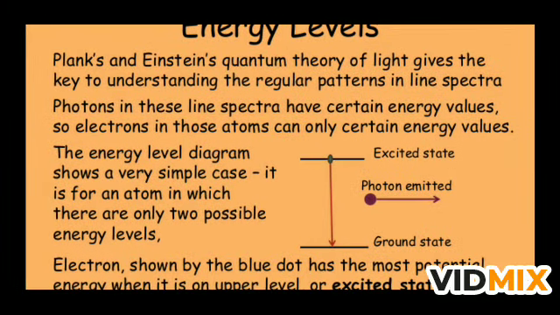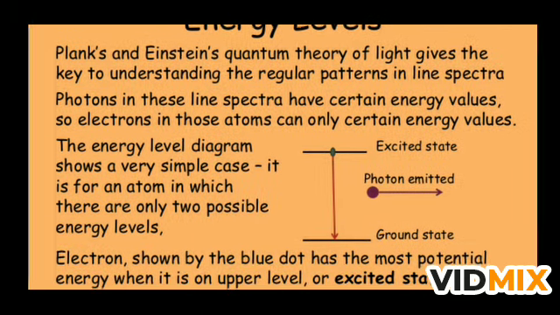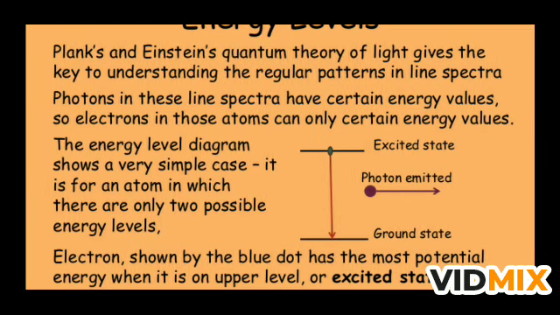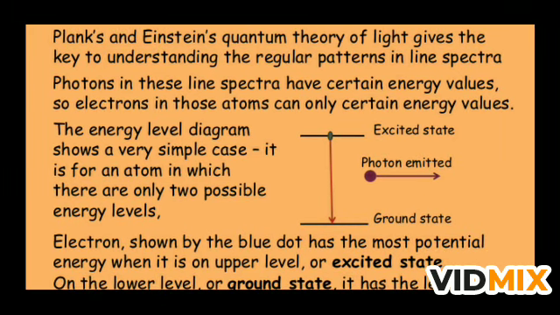Planck's and Einstein's quantum theory of light gives the key to understanding the regular pattern in the light spectra. Photons in these line spectra have discrete energy values, so electrons in those atoms can only have certain energy values. If you see this diagram, the electron in the excited state is shown in blue color and it is jumping from the excited to the ground state and releasing energy in the form of a photon.